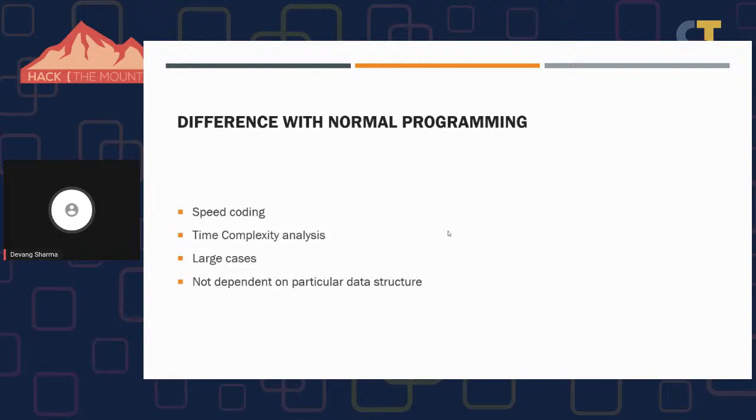You don't have the issue of time limit exceeded because you have time. You can take 2 seconds, 4 seconds. No one wants to question you. Also, the cases in general programming are not that large, around 10 to the power 8.